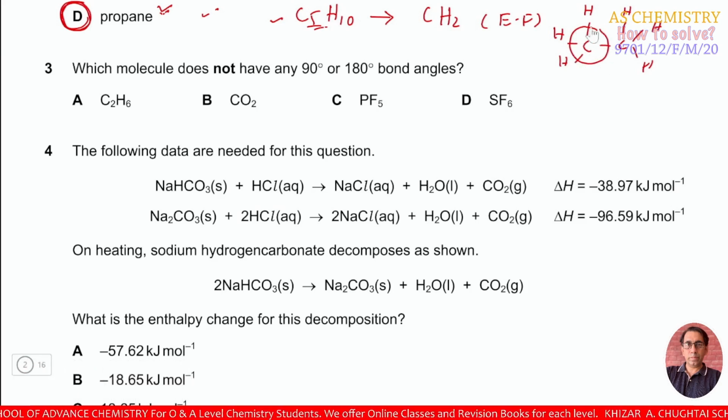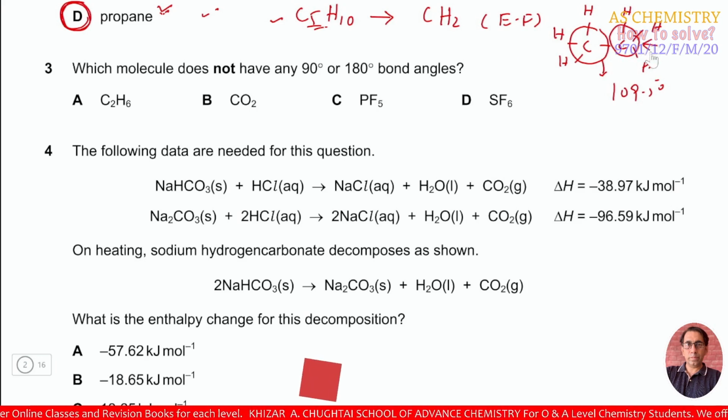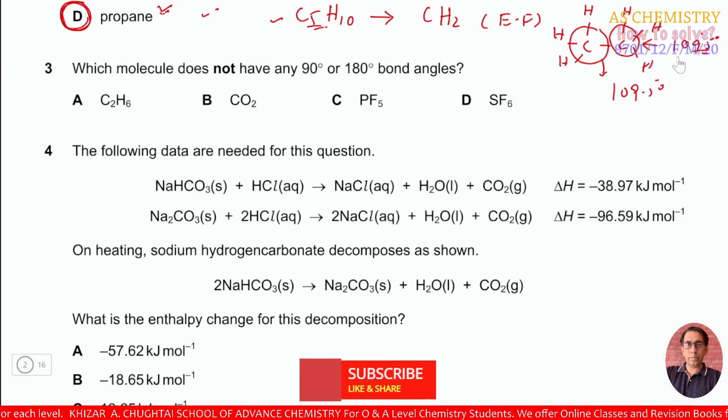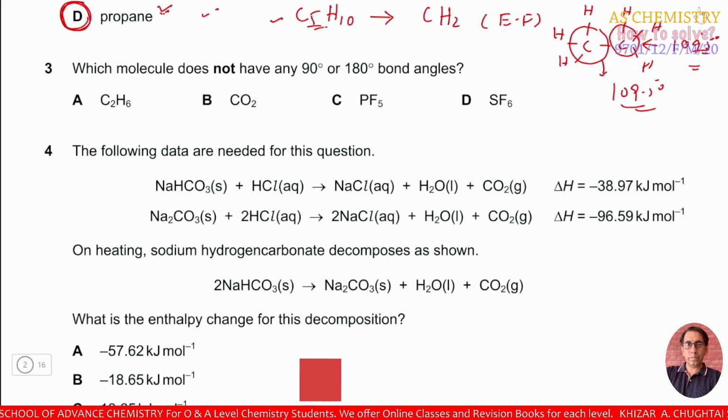In the case of these 4 bond pairs, you can see that all the bond angles will be approximately 109.5 degree. Again the same is the case for this carbon. It is also showing 109.5 degree. So it does not have any sort of 90 degree or 180 degree bond angle. So I think A is the correct option.